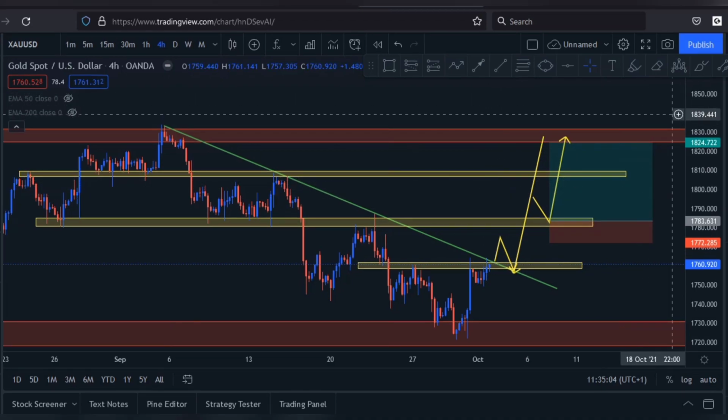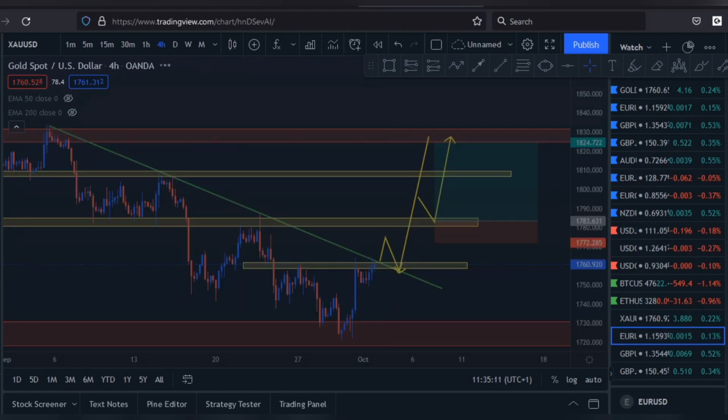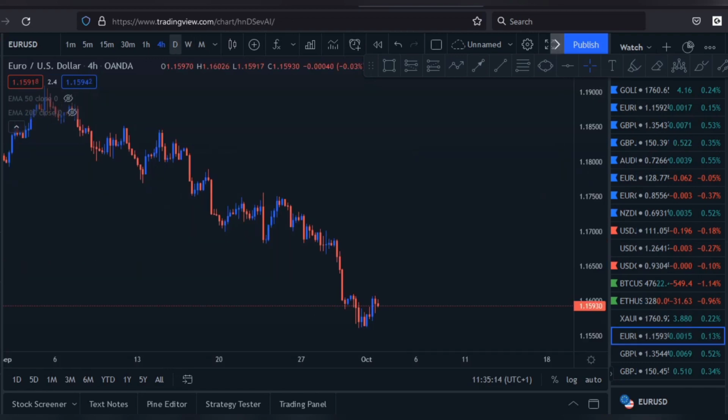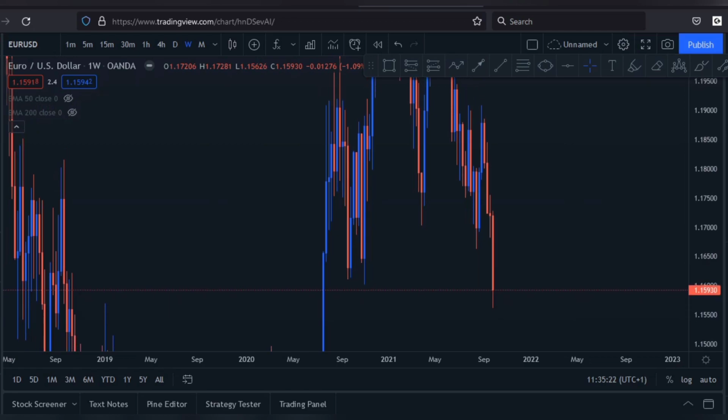So the next pair that we're going to analyze is going to be the Euro USD. Again, we'll be starting from the weekly time frame, and we'll just draw our key area of support and resistance and our trend lines as well. Key areas that we'll be looking out for the upcoming week.